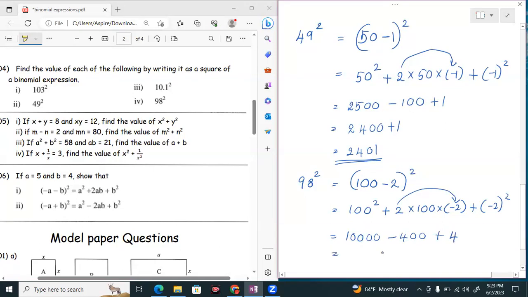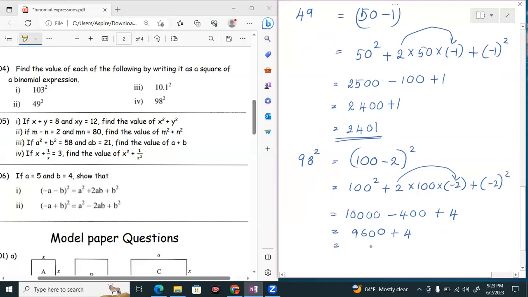Then 10,000 subtract 400, it's 9600. Add 4, the answer is 9604. Anyone? Those who have got this answer? Okay, good.